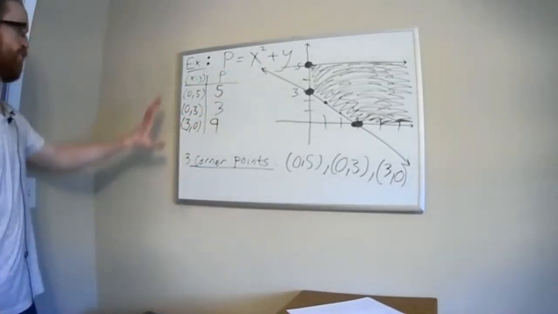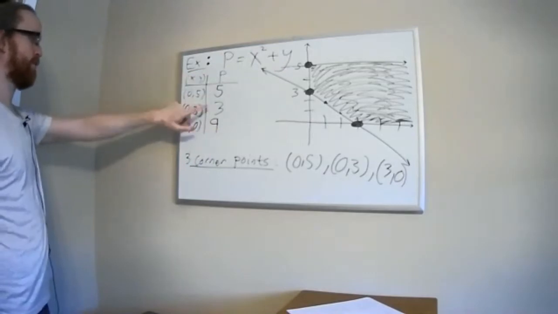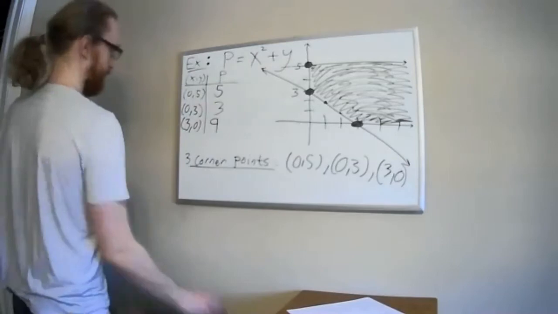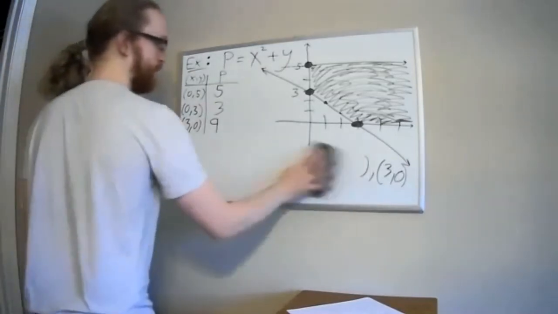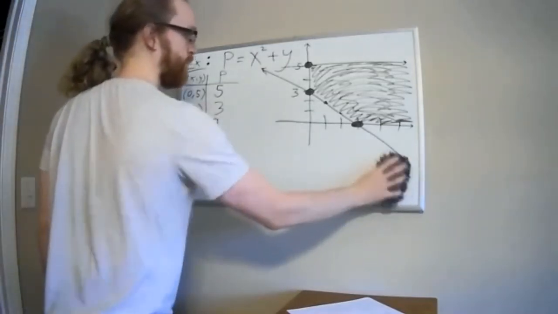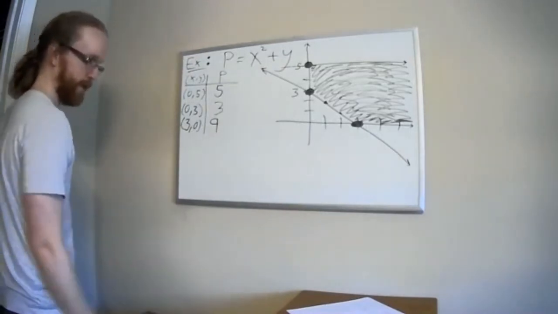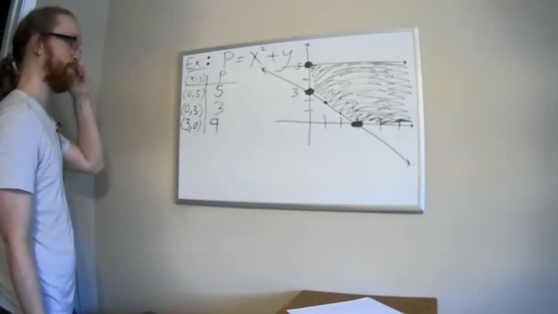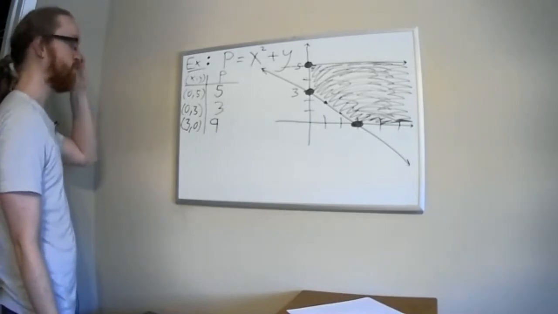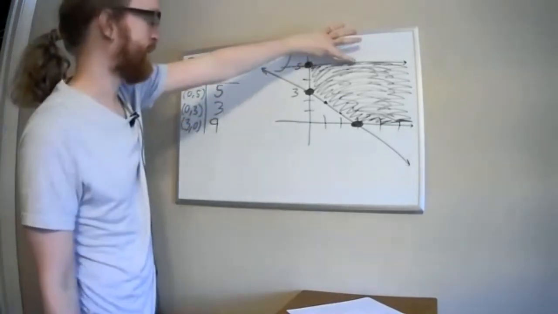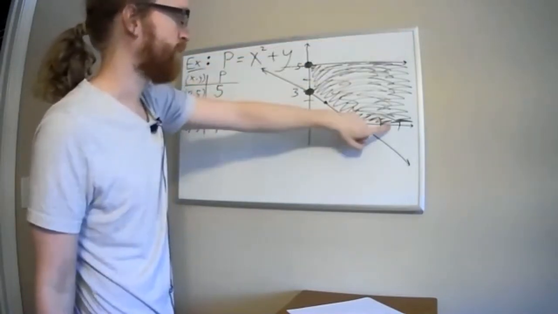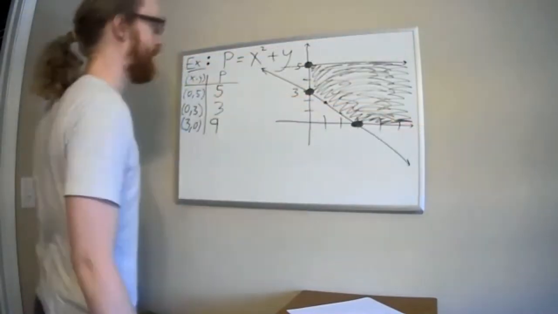So at my corner points, the values that I get are 5, 3, and 9. Now the question is, are any of those a minimum or a maximum of this function? Again, we can't say for sure yet because the feasible set is unbounded. So I have to take two more points, one from this unbounded part, and one from this unbounded part, and plug them in.